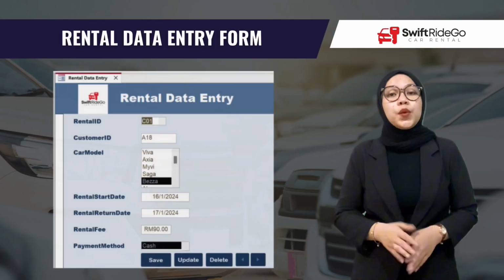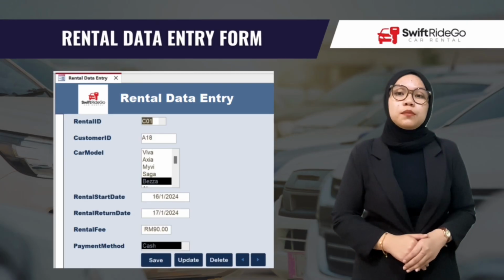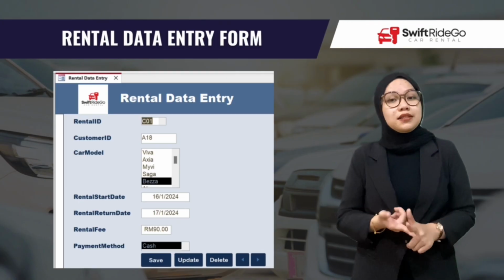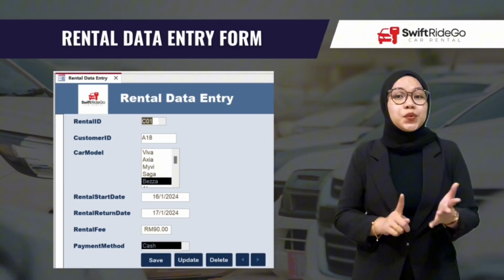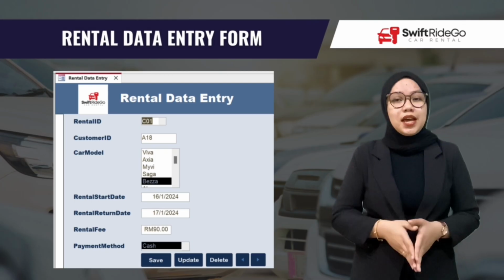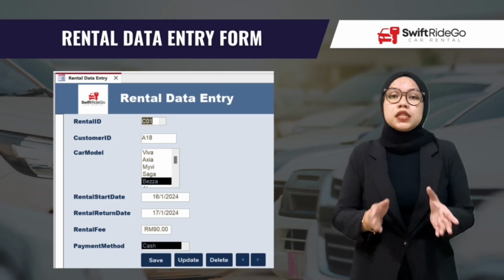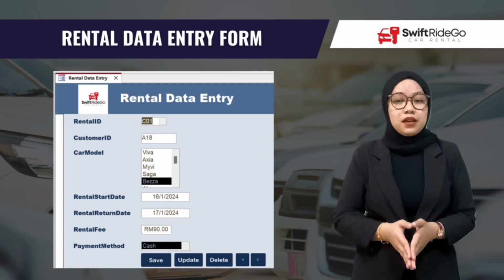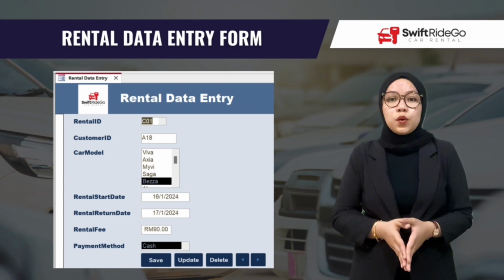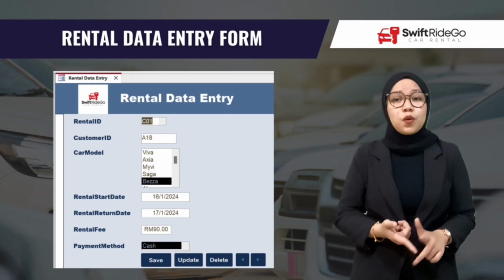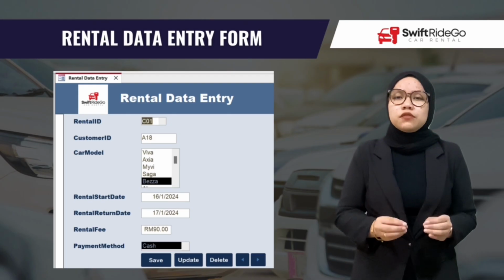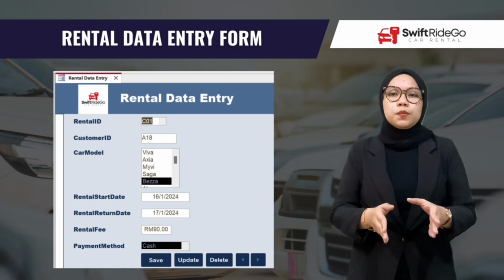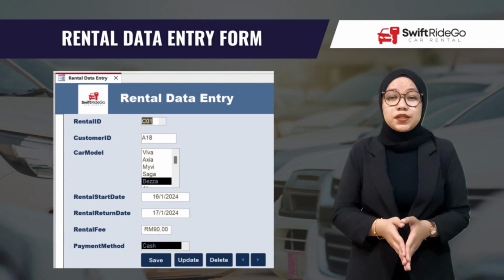The second form is the rental data entry form, which is used to manage all rental transactions. This form captures details such as rental ID, customer ID, car model, rental start date, rental return date, rental fee, and payment method. Like the customer data entry form, this form includes drop-down menus for key fields, including car model and payment method. The drop-down for car model ensures that only valid models such as Viva, Azia, or Alza can be selected, while the drop-down for payment method allows staff to choose from options such as cash or online transfer. These drop-downs enhance accuracy and reduce errors during data entry.